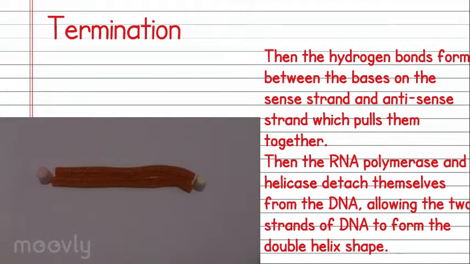Then the hydrogen bonds form between the bases on the sense strand and the antisense strand, which pulls them together. Then the RNA polymerase and the helicase detach themselves from DNA, allowing the two strands of DNA to form the double helix shape. Then we move on to translation, in which there is initiation, elongation and termination.